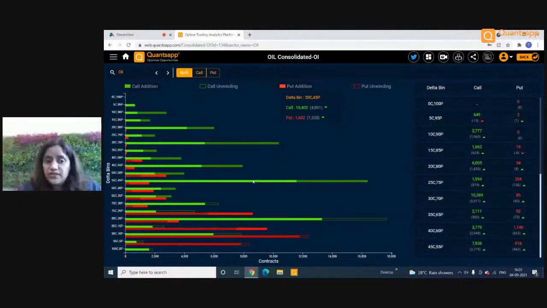But one positive here is that you are seeing that the in the money puts are also getting written. So this shows the strength in momentum. That means now the put writers are also shifting higher. If I look here, you see that there's a put unwinding moving higher. Here also you have the addition happening in the puts. Here also is the addition happening on puts.